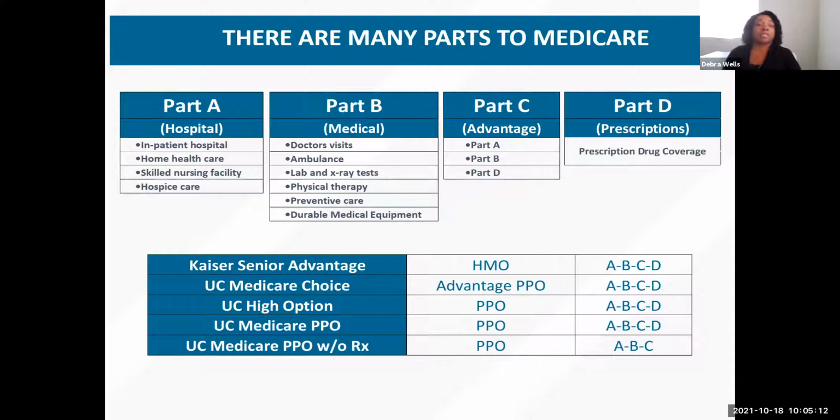one plan. When it comes to UC, if you're eligible for our UC-sponsored medical plans, we have 5 Medicare plans that are offered through the university. So you have Kaiser Senior Advantage, it's an HMO. It has all parts of Medicare. We have UC Medicare Choice. It's an Advantage PPO. It has all parts. High Option, UC Medicare PPO. Those are 2 PPO plans, and they all have the Medicare parts that you need. And then the only plan, UC Medicare PPO without drug coverage, that's the only plan that UC offers that doesn't include prescription drug coverage.